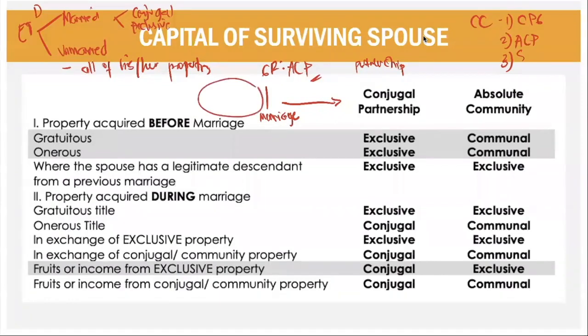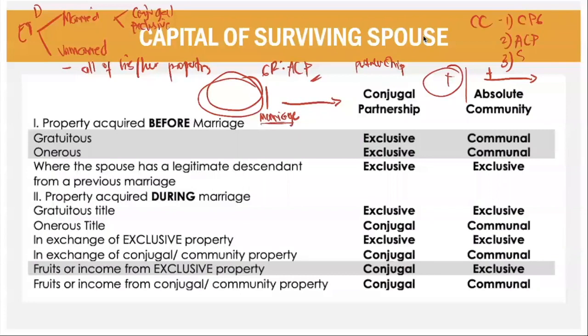Therefore, anything that happens before the marriage will not be included in the partnership because under your conjugal partnership, the partnership will only start at the date of your marriage. While in your absolute community, since we say it is absolute community, all of your properties during and after, so during and after, will be added. So that's the difference between conjugal partnership and absolute community.